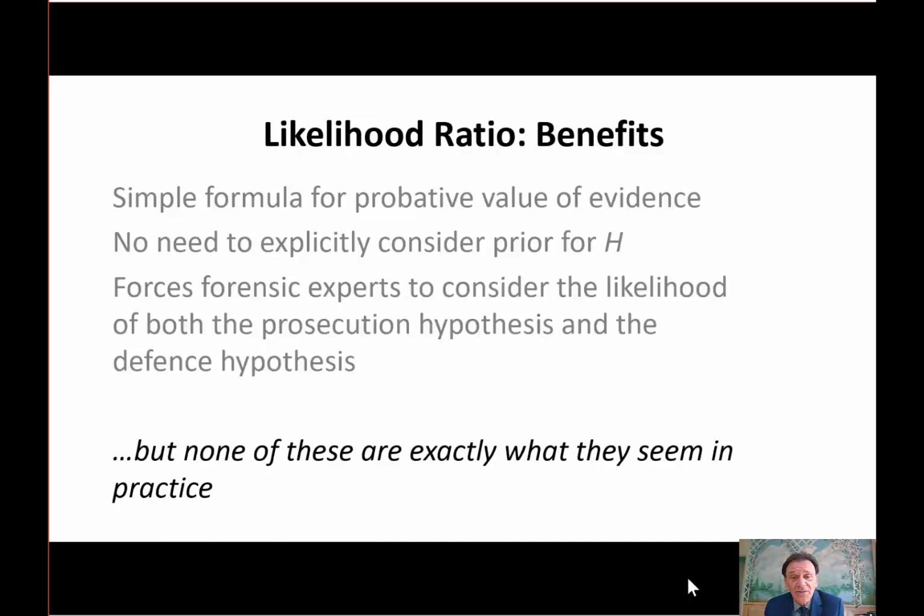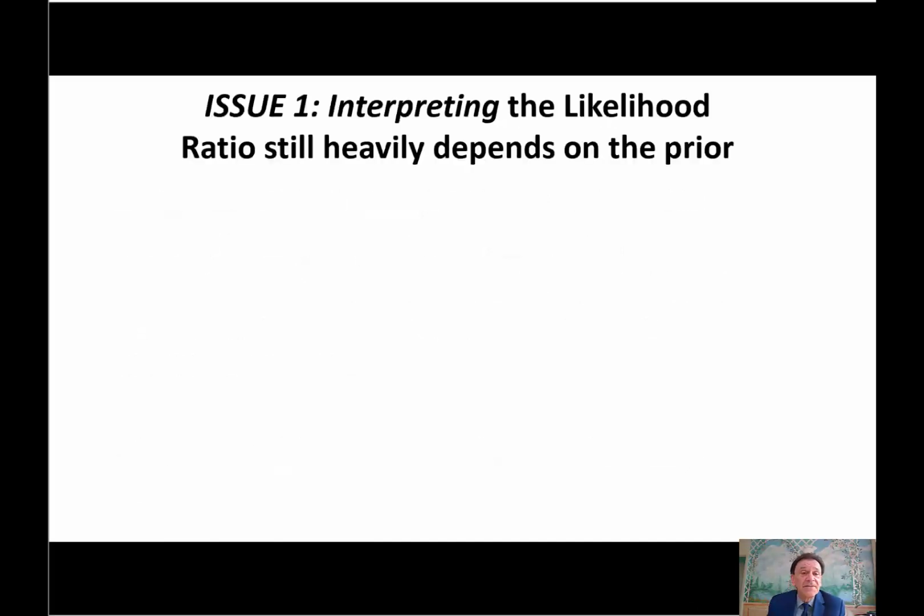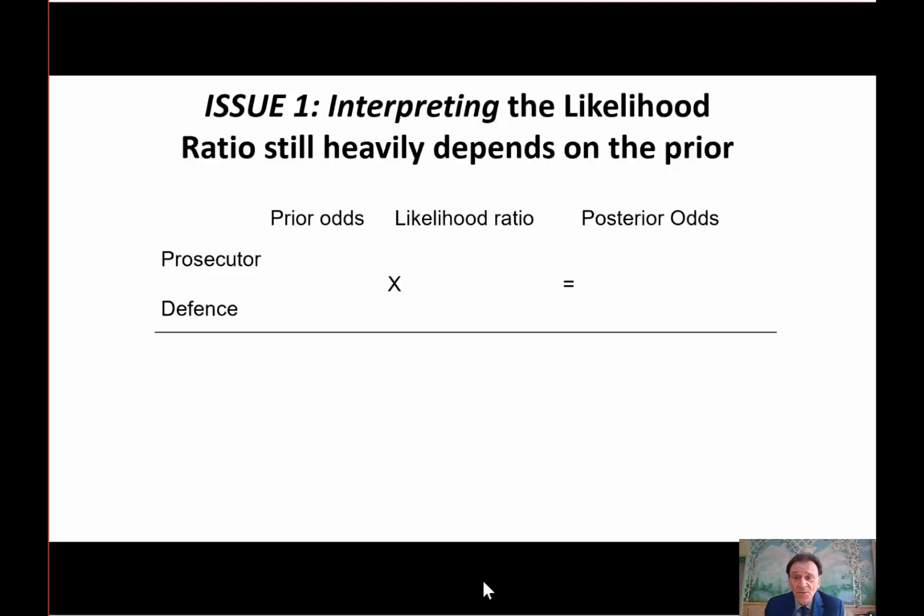But the problem is none of these are exactly what they seem in practice. The first issue is that how we interpret the likelihood ratio still depends heavily on the prior probability. So imagine that we have a single profile DNA match evidence with a likelihood ratio of 1,000, so something like a 3 loci match. Then if the prior odds were 10,000 to 1 against the DNA being from the suspect, the likelihood ratio of 1,000 means that the posterior odds are 10 to 1 against the DNA being from the suspect. And so it's still strongly against the prosecution hypothesis.